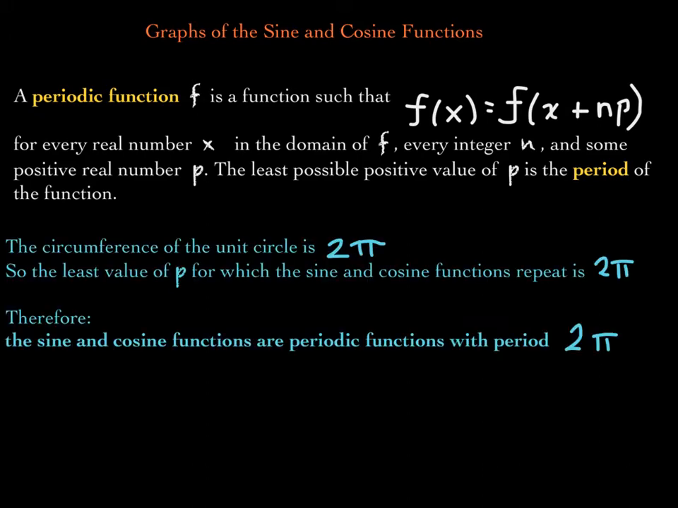Now we know the circumference of the unit circle is 2 pi. So the least value of p for which the sine and cosine functions repeat is 2 pi. Therefore, the sine and cosine functions are periodic functions with period 2 pi. That means every 2 pi, the function values for sine and cosine will start to repeat. What I would like to do now is graph the sine function and then jot down some observations, and then we'll move to the cosine function and jot down some observations from its graph.